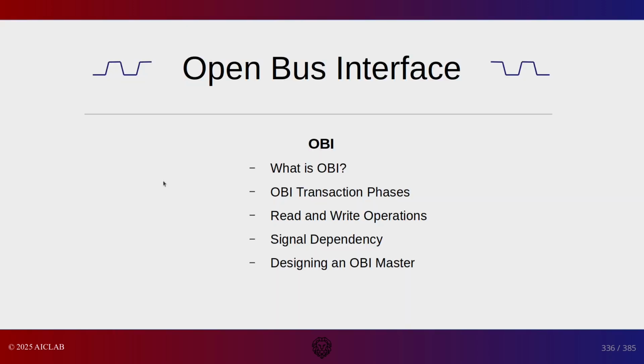Here's a look at our agenda for this video. First, I explain what OBI is and cover the fundamental transaction phases, including read and write operations. Then, I'll dive into signal dependencies, which are critical for avoiding combinational loops when generating requests and responses. After covering the theory, we'll move to the practical part. We'll design an OBI master to control a memory module.